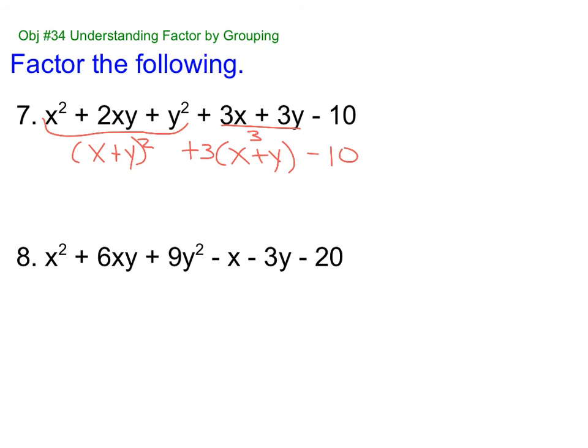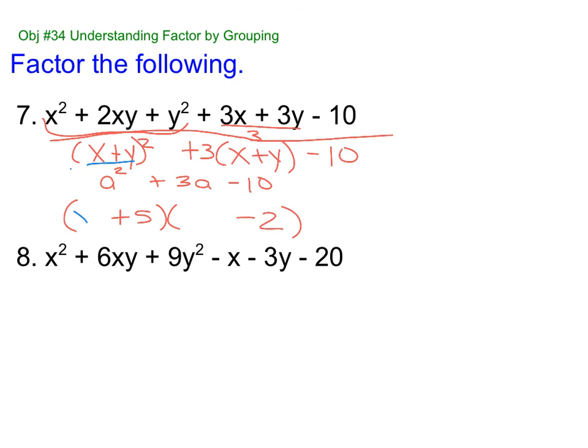So imagine this is a squared plus 3a minus 10, right? So that would be, that's an MC chart, right? Plus 5, minus 2. But instead of a, what is my a? My a is really just this x plus y. So x plus y, x plus y. Right? So pause and try number 8 on your own if you didn't do that one yet.